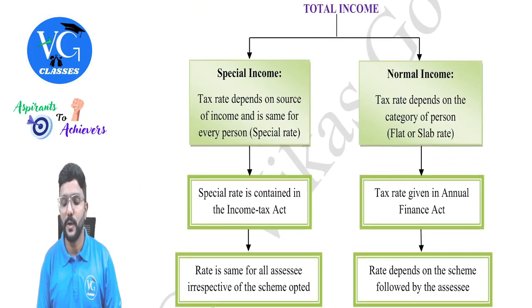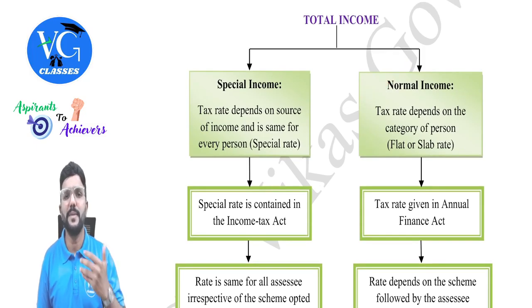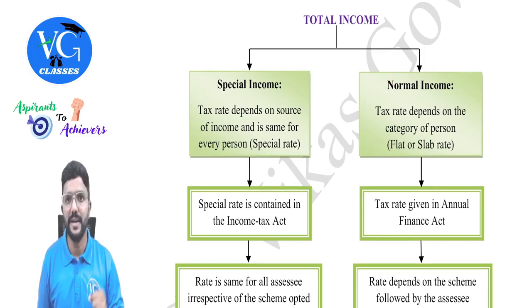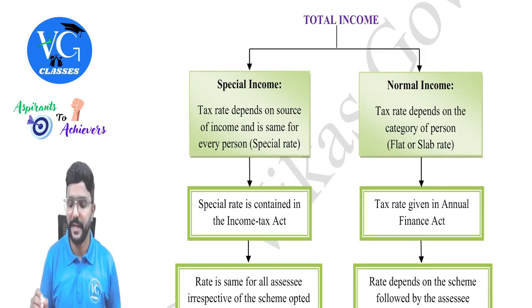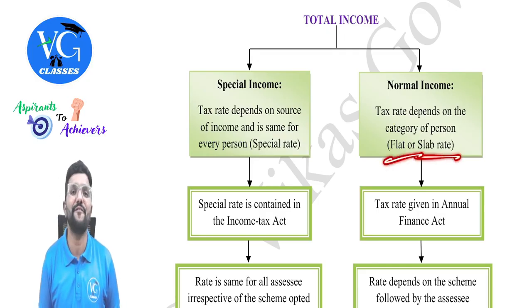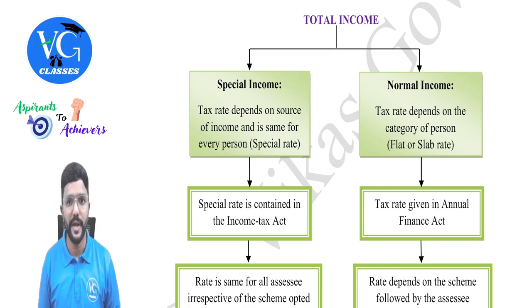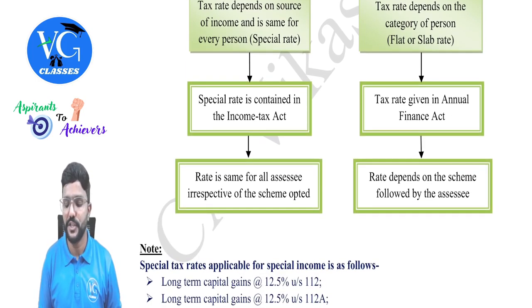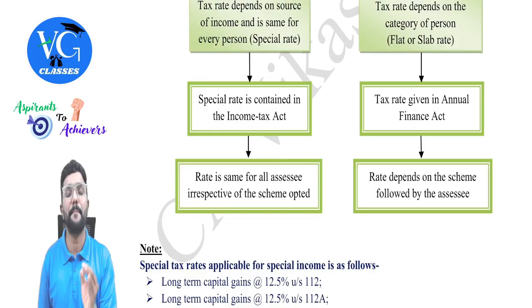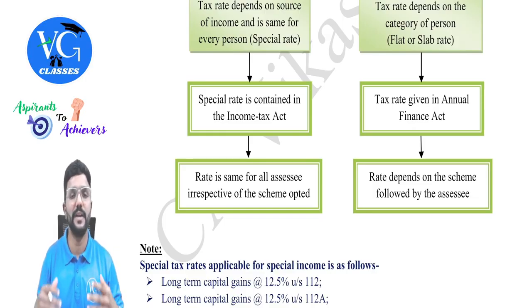Okay, sir. What about normal income? Then normal income is taxable at the normal rate as applicable to the assessee. It can be a slab rate or it can be a flat rate. For individuals and all, it is a slab rate, whereas for a company, partnership firm and all, we call it a flat rate. One single rate is there. Okay. And these rates are given in which? Annual Finance Act. And there is no specific section for it, but it is a part of the Annual Finance Act, guys. And these rates will vary depending upon the scheme followed by the assessee.